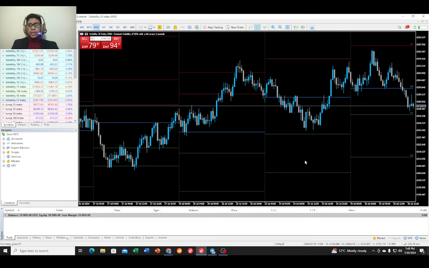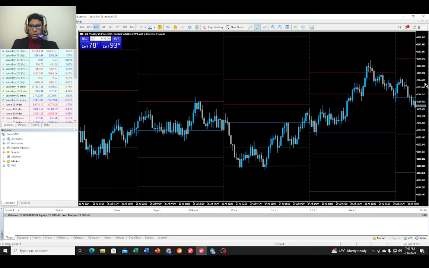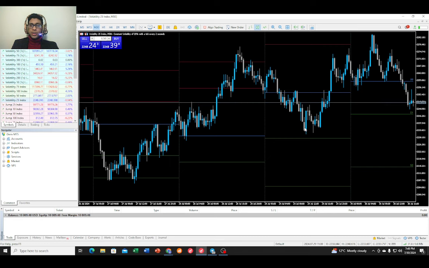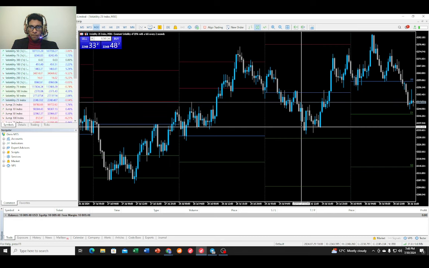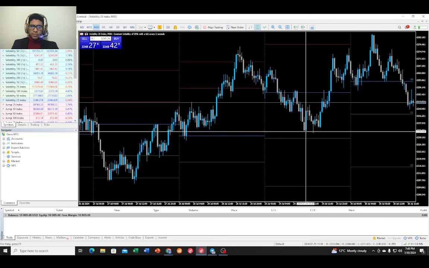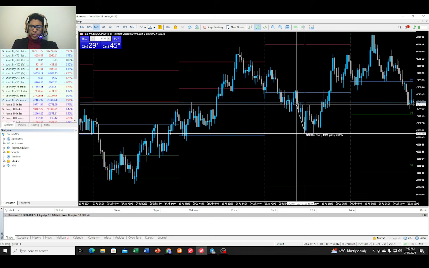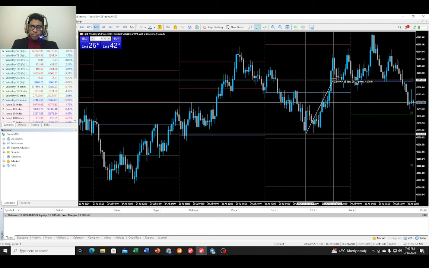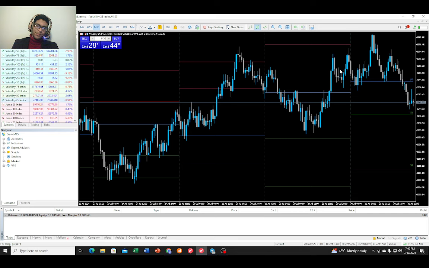So having a look at the 29th of July, what actually occurred? We had a lovely run towards the upside after 10 a.m. After 10 a.m. we had a nice small run down, and then we had a lovely long massive move all the way up towards the upside. That's okay. I'll just be focusing on yesterday's price action.